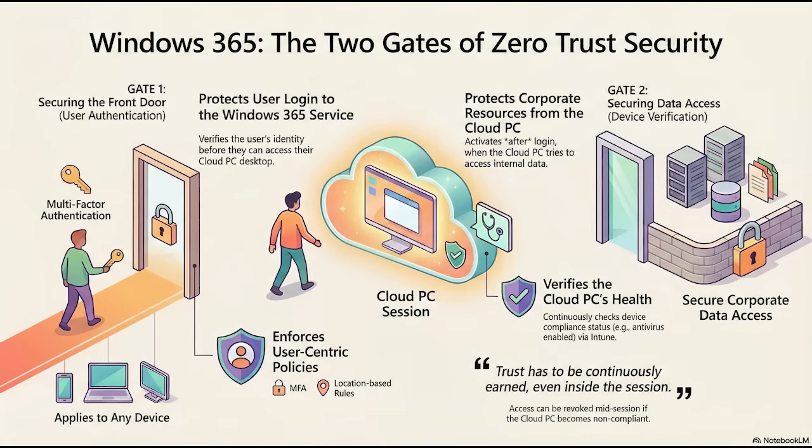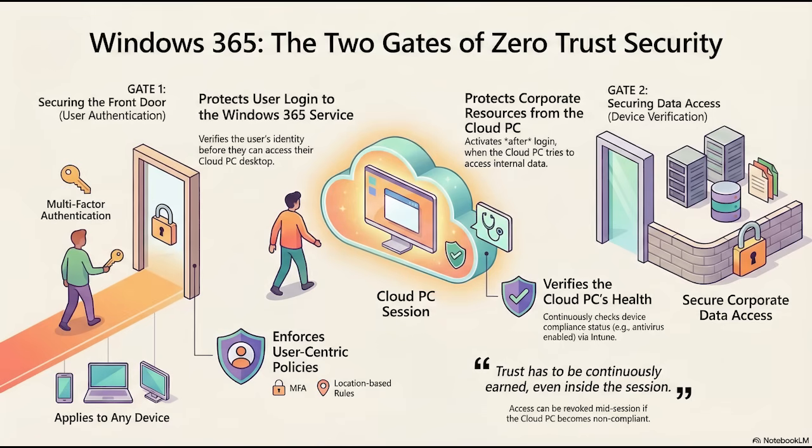This happens after the user is already logged into their Cloud PC. Gate 2 is what protects the corporate resources that the Cloud PC is trying to access. This is where the magic of being Entra ID joined really comes into play. How so? Once you're inside, the Cloud PC itself is a managed, trusted device identity in Entra ID. So when that Cloud PC tries to access sensitive data, like a document in SharePoint or a private app, conditional access steps in again and reevaluates the Cloud PC's device compliance status, which it gets from Intune.